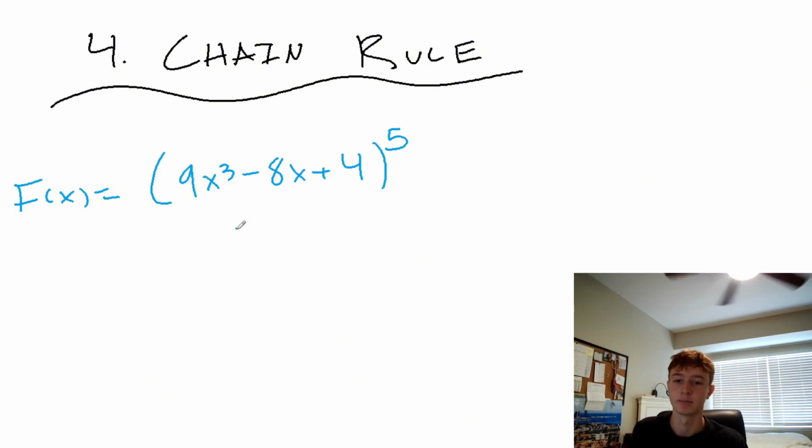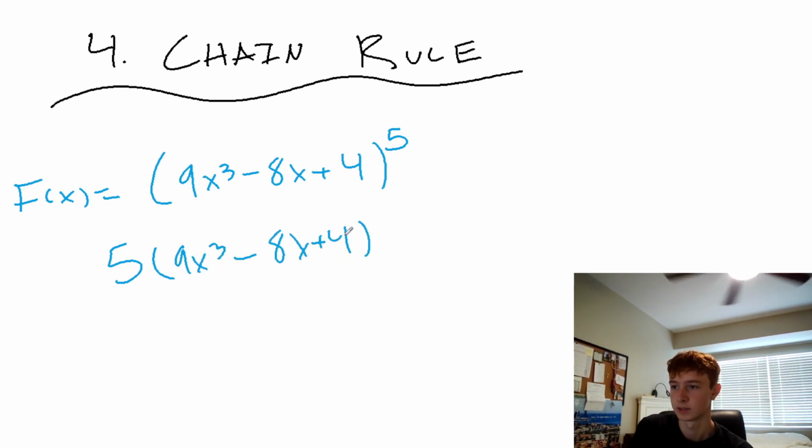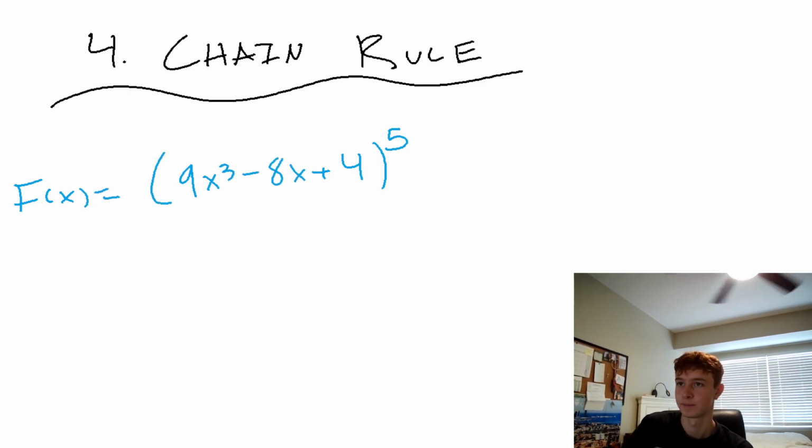So now let's see what it looks like in practice. If we have a function like f of x equals 9x cubed minus 8x plus 4 to the power of 5, and we try to take the derivative of it just using the power rule, we're going to end up with 5 times 9x cubed minus 8x plus 4 to the power of 4, right, based on the power rule. But that's wrong because we've left this whole inside portion of the function as it is. It hasn't been derived.